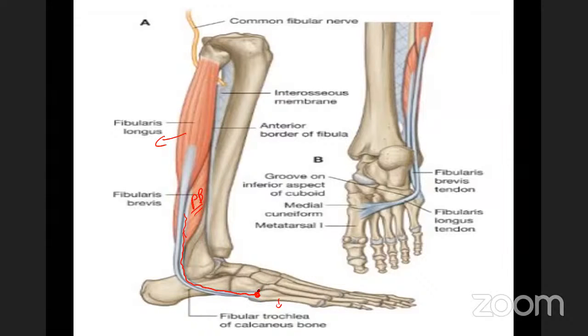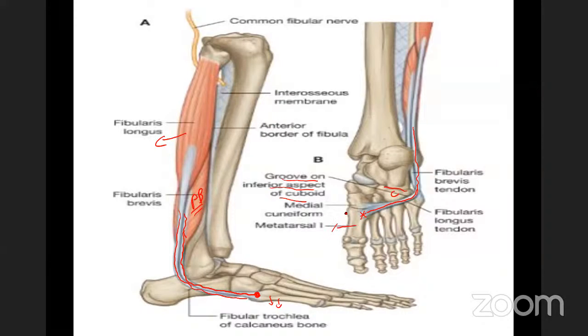Now what happens to peroneus longus? This tendon is laterally placed, lateral to peroneus brevis, and it is going towards the sole. As it goes to the sole, this is the cuboid bone, and you can see a groove on the inferior aspect of the cuboid. The peroneus longus passes in the groove on the inferior aspect of the cuboid, and it is attaching to the inferolateral aspect of the base of the first metatarsal.